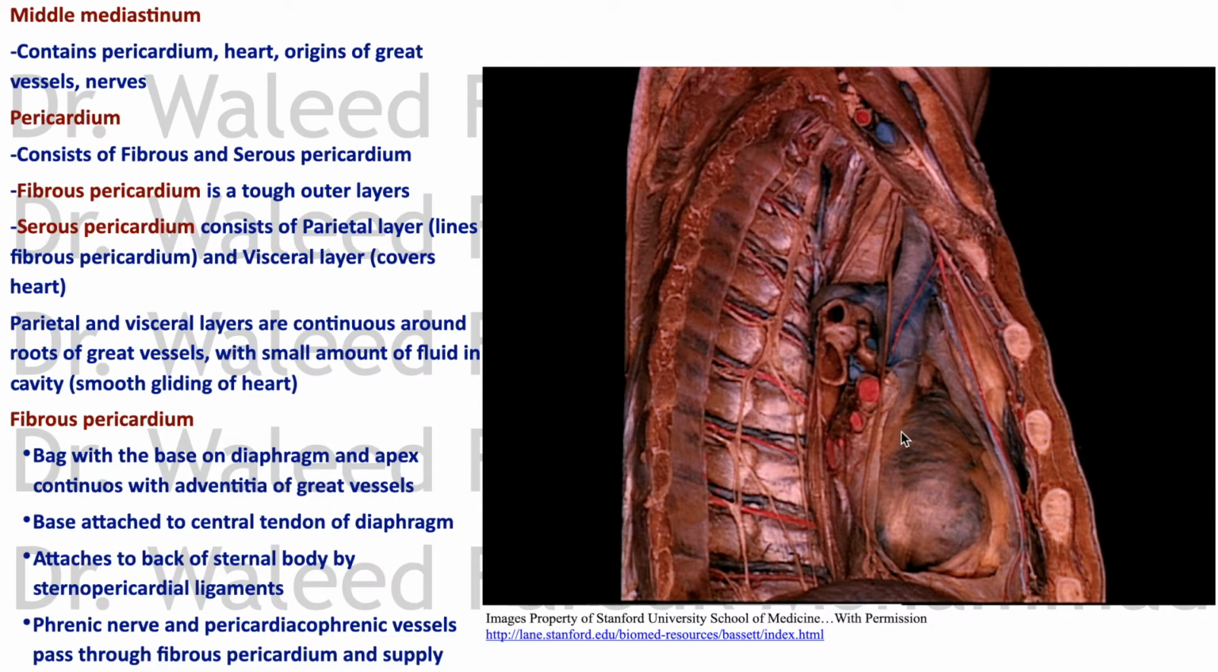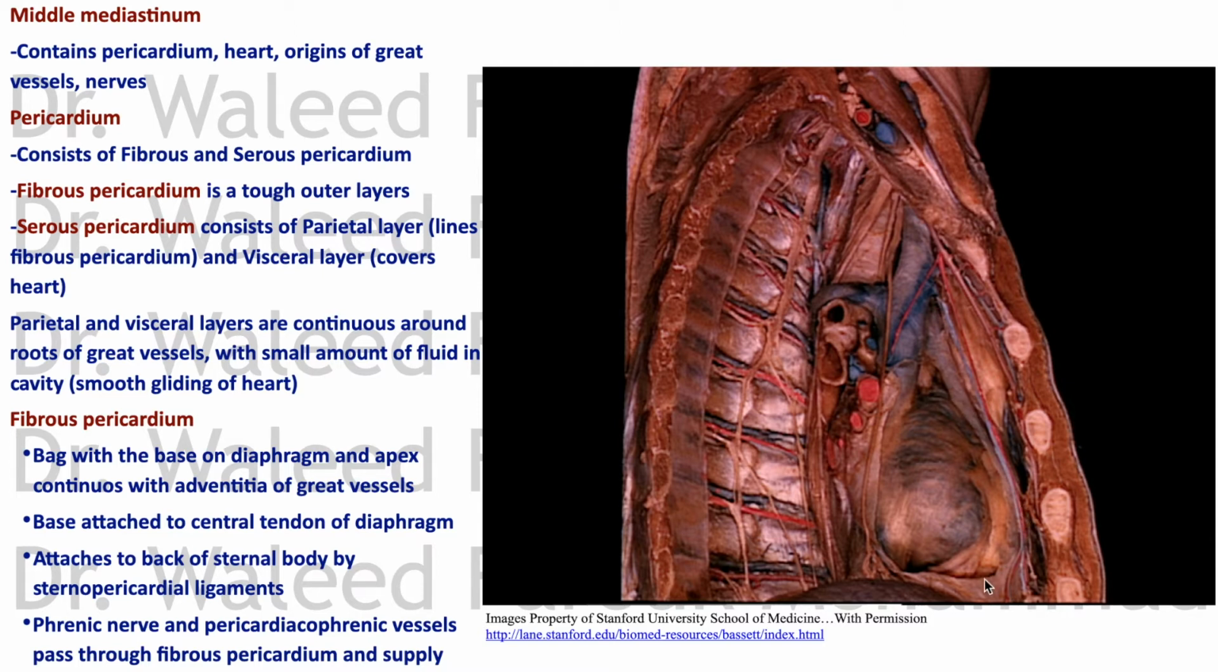Okay, so when we talk about the first part of the ascending thoracic aorta, and the pulmonary trunk itself, not the pulmonary arteries, we're talking about the middle mediastinum, but the superior mediastinum contains the pulmonary arteries and the arch of the aorta. Now you are oriented. Okay, so for the pericardium, it's two sacs.